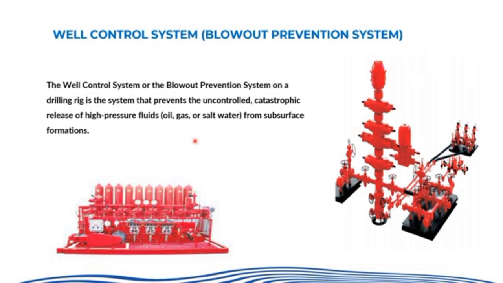So in this well control system, or the blowout prevention system, the BOP stands for the blowout preventer. On a drilling rig, it is a system that prevents the uncontrolled catastrophic release of high pressure fluids, oil, gas, or salt water from the surface formation. So how does the blowout preventer work to control the blowout when there is a kick, where there is a release of oil, gas, and salt water from the formation to the surface? So how are the kick and blowout controlled through the BOP?